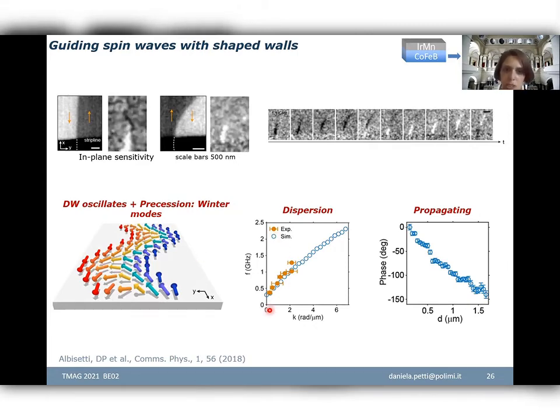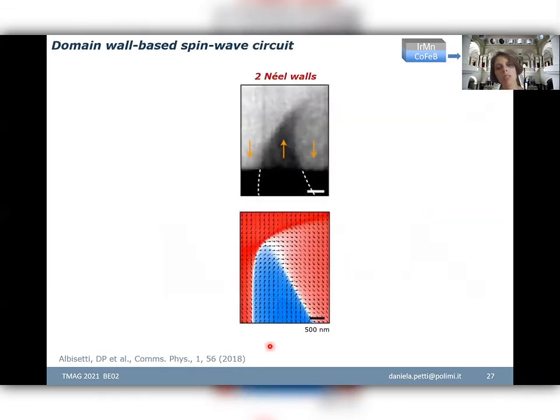We checked the dispersion, and our experimental data are in good agreement with the simulation. And we also checked that these spin waves are really propagating perturbations, and this is the phase of the excitation as a function of the distance from the strip line, and the phase is changing. So this means that these are propagating spin waves.